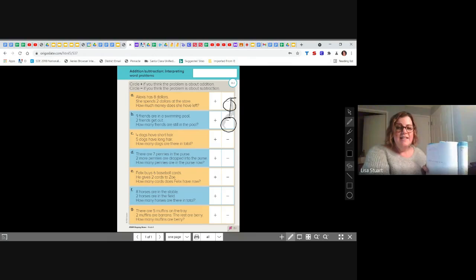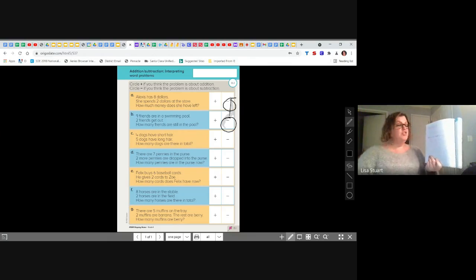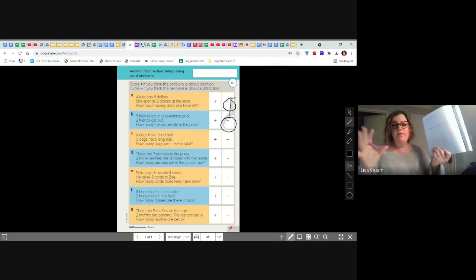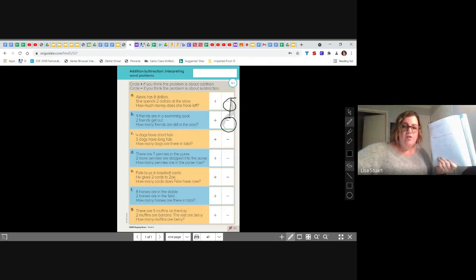Box C says 4 dogs have short hair, 5 dogs have long hair. How many dogs are there in total? In total means all together. So I have 1, 2, 3, 4 with short hair. And I'm going to use my other pen to show 5 with long hair. 1, 2, 3, 4, 5. It looks like I'm adding all of these together. I'm going to circle the addition sign in our workbook.